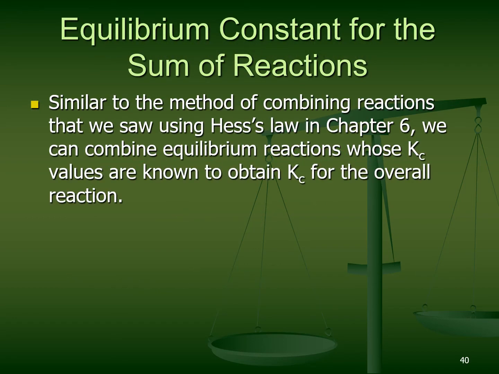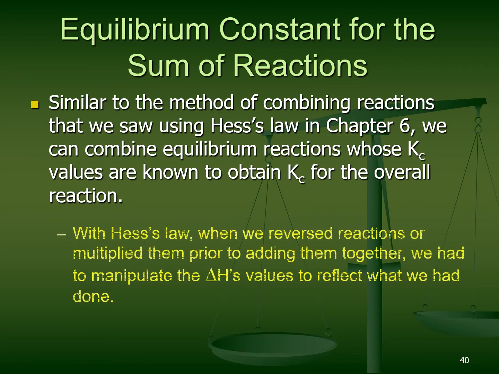Okay, so what happens to the equilibrium constant if we add reactions together, or if we reverse them or do anything to them? This is going to be a similar method to what we did using Hess's law in chapter 6. We can combine equilibrium reactions where we know the values of Kc, and then when we add reactions together, what's going to happen to the Kc? Well, remember with Hess's law, if we reversed a reaction, the delta H became the negative. If we added reactions together, we could add the delta H's together. Well, K is going to be just a little bit different.